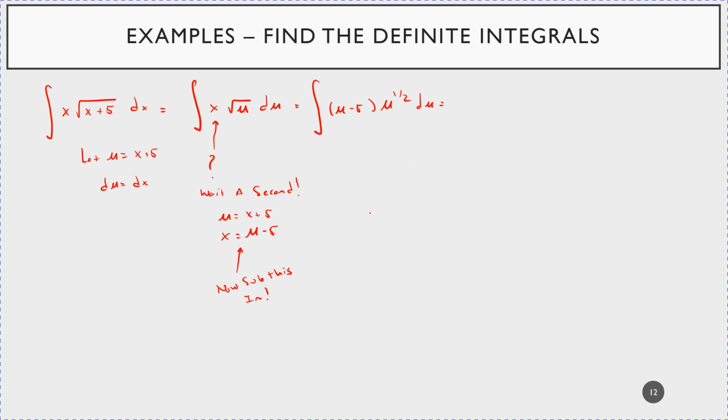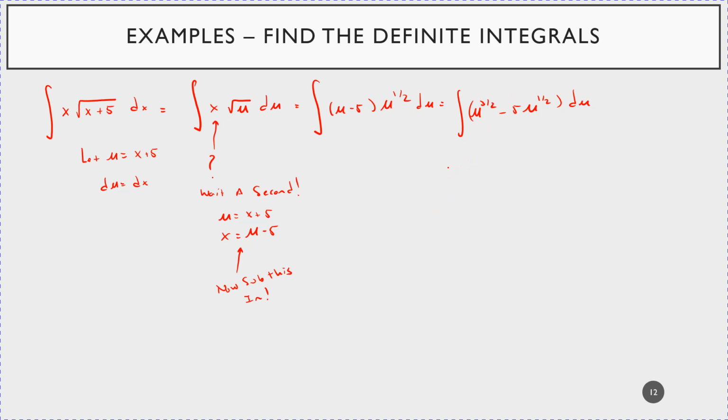And then it's like, okay, well, how do I integrate this now? Just distribute, watch. So u times u to the 1/2 is u to the 3/2 minus 5u to the 1/2 du. Now look at that. Even though you didn't have the derivative of the inside, you couldn't directly substitute in, just a little algebra and you were able to do it no problem.